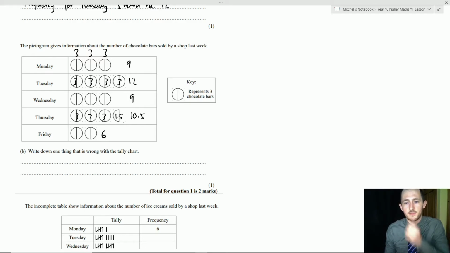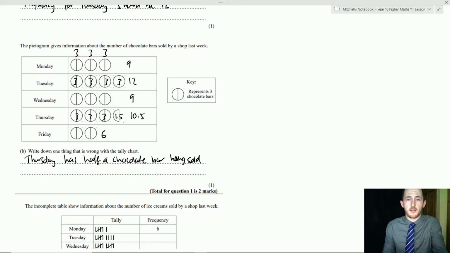For part B, write down one thing that is wrong with the tally chart. Well, actually you make a very good point. Does it make sense that you can sell half a chocolate bar? Not really. So we can always write that as our reasoning. So Thursday has half a chocolate bar being sold. So that could be a reason why it's wrong, because like you said, it doesn't make complete sense. But let's check if anything else is wrong, because technically it could be right. Maybe they did sell half. Is there anything else that's wrong with this?